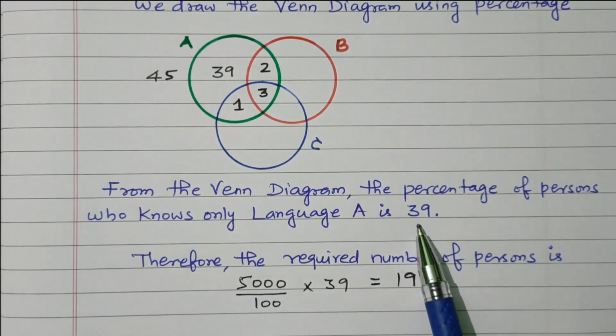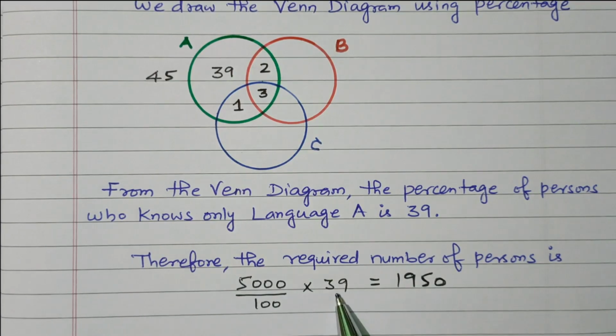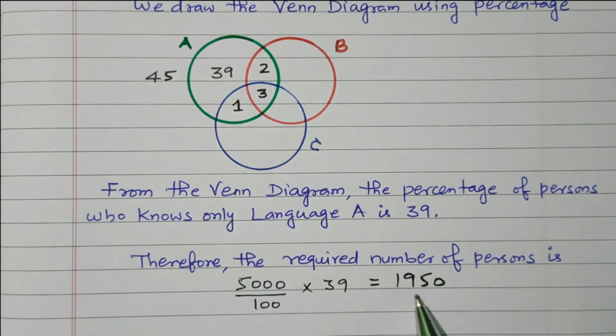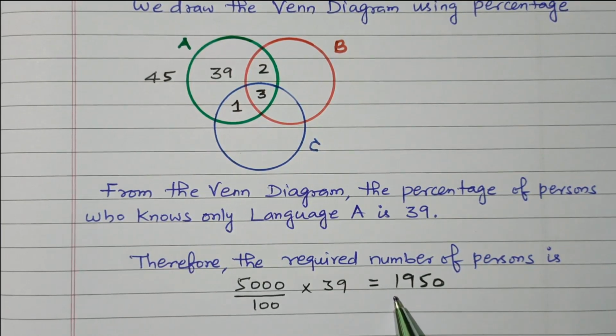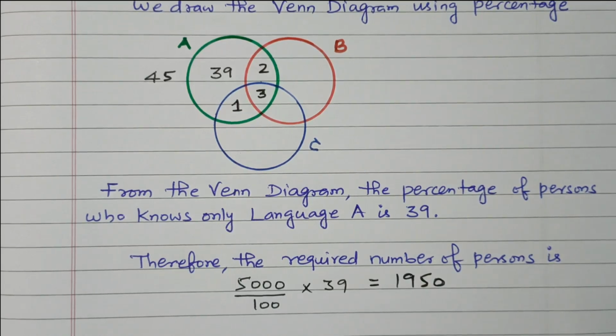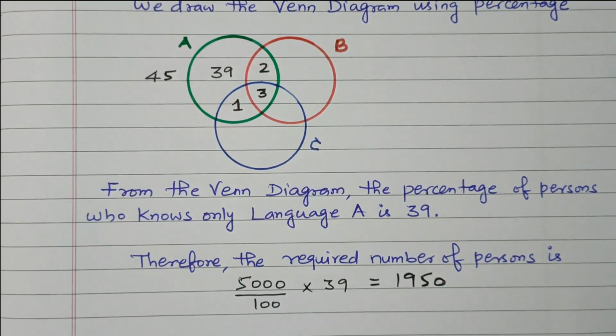We calculated 39. So this is the percentage. We need to find the number. Therefore, the required number of persons is 5000 divided by 100 into 39. That is 1950. The same answer we got in the previous method also. So the number of persons who know only language A is 1950. So in this video, we solved the problem based on sets and relations. We solved the problem using two methods, the cardinality method as well as the Venn diagram.